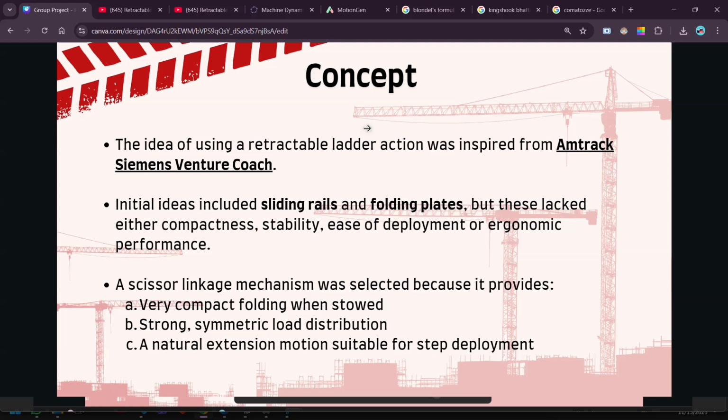But the one which caught our eye was the sliding linkage mechanism. This mechanism was a perfect choice for three reasons. It is very compact when stored, it offers strong symmetric load distribution, and it provides a natural extension motion that works very well when deploying steps. Now, for the design calculation and ergonomics part, I'll invite my teammate Dhruv.